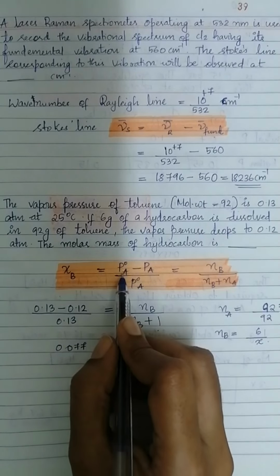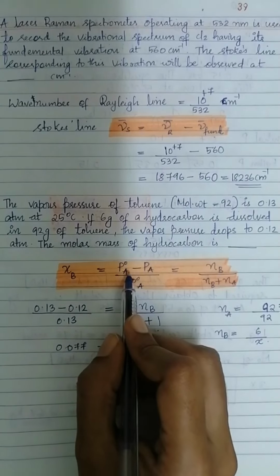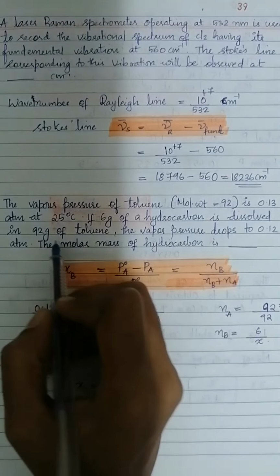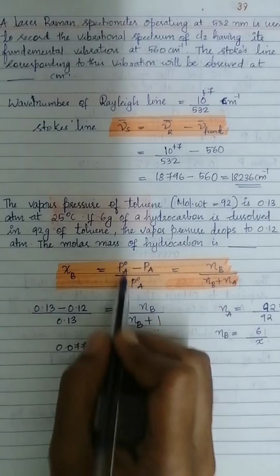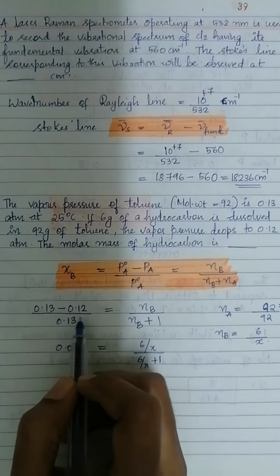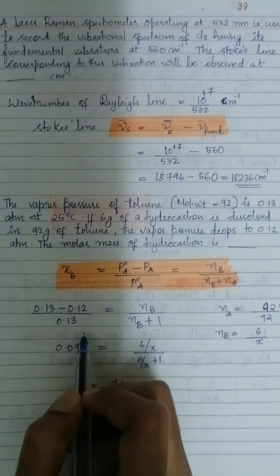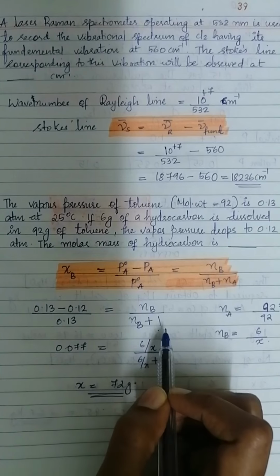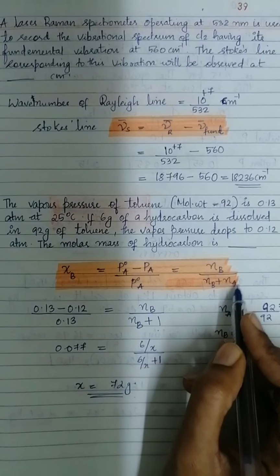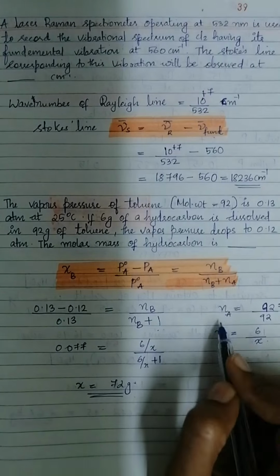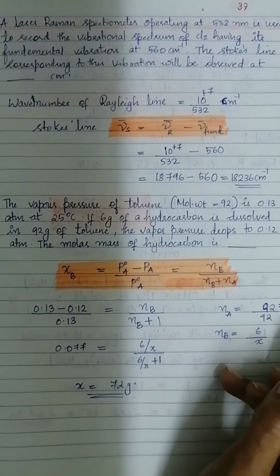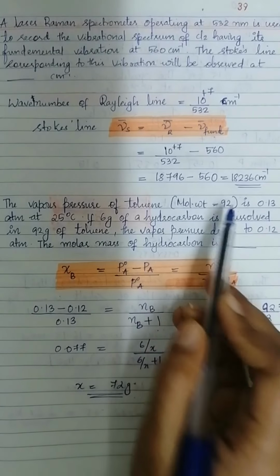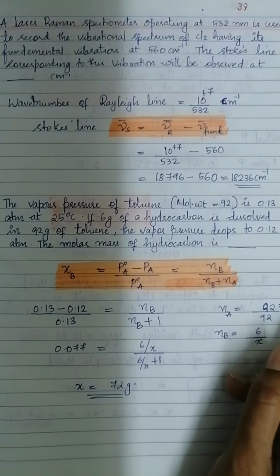Now they have already given the pressure of the pure solvent, that is toluene, as 0.13 and that of the solution, that is Pa, as 0.12. So substituting the values here, we will get 0.13 minus 0.12 divided by 0.13 will be equal to Nb by Nb plus 1. How is this 1 coming? Because Na, that is the number of moles of the solvent, is equal to mass in gram by gram molecular mass. Here they have given 92 gram, so 92 by the molecular weight, which is also 92. So 92 by 92 will give you the value 1.